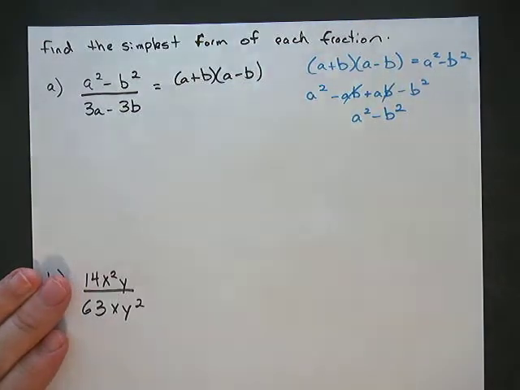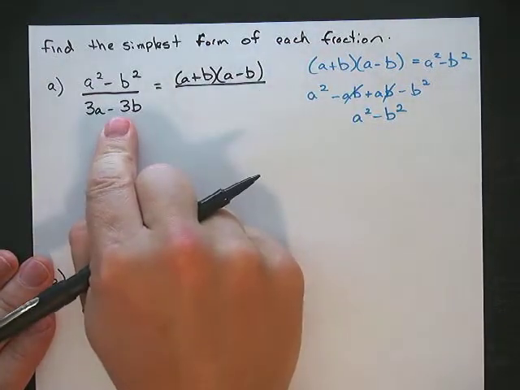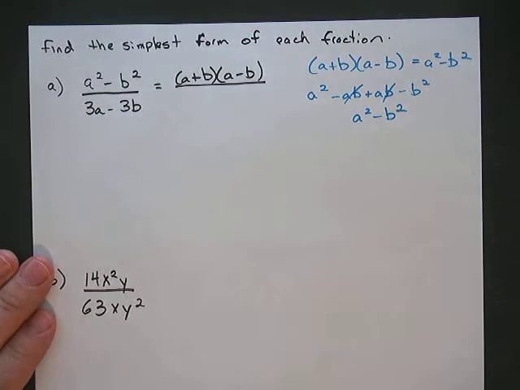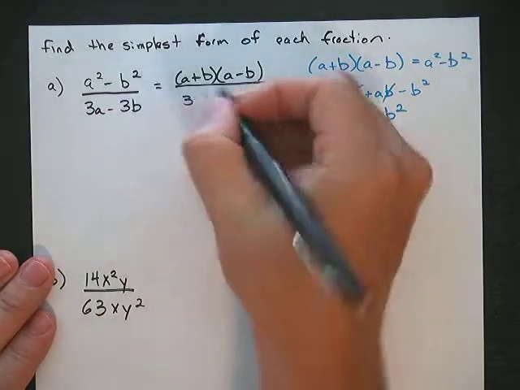It factors it. Okay, and now let's look at the denominator. And we can't use the difference of squares formula here because nothing's being squared, but we can factor out a common term. And you'll notice both of them have a 3 in front of them. So we can pull out a 3, factor it out.